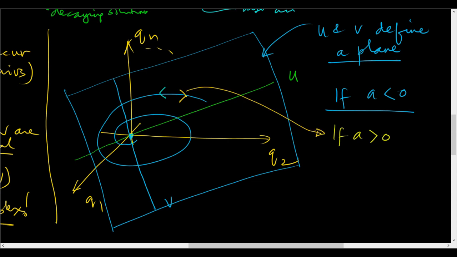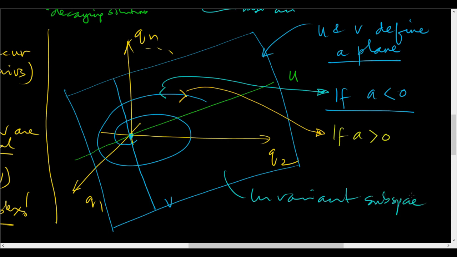Spiraling out and spiraling in. Okay, this is the sort of thing that you will see. How do you know that it is spiraling, and how do you know that it is invariant? This is also an invariant subspace. Okay, so how do you know that that is true?